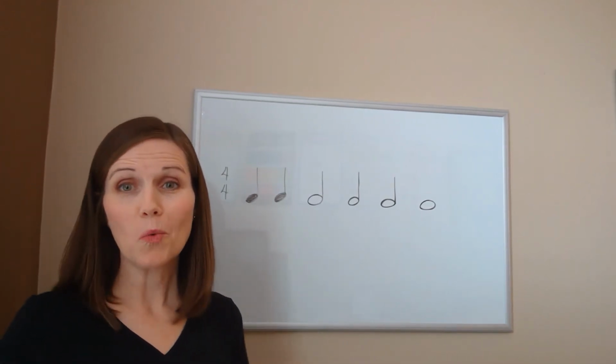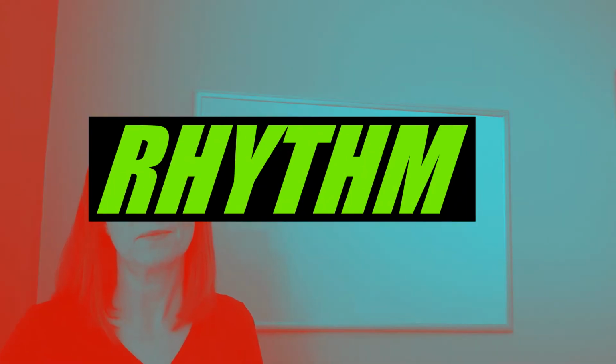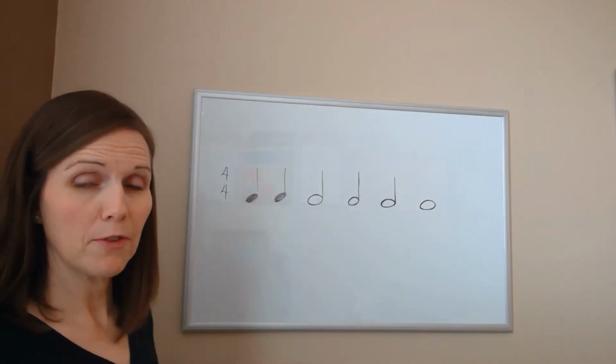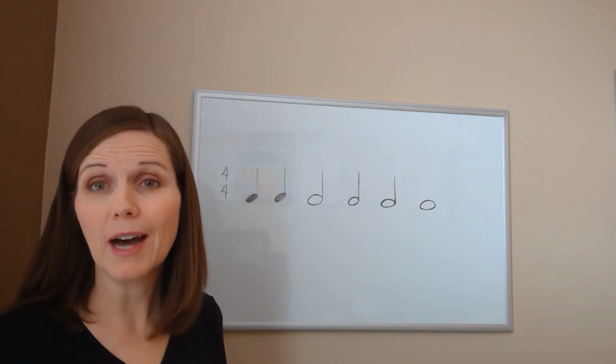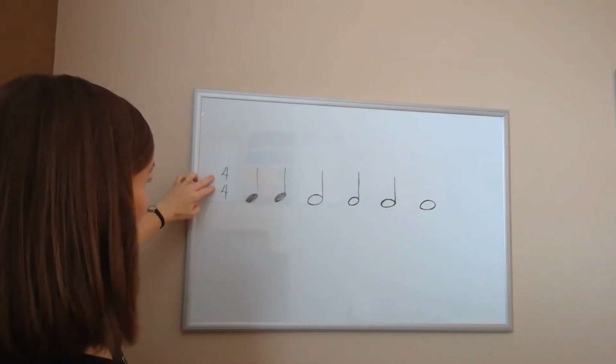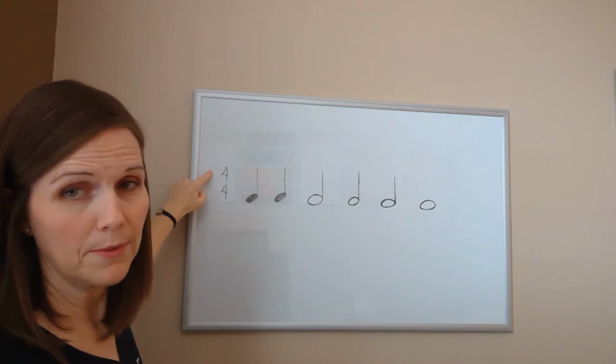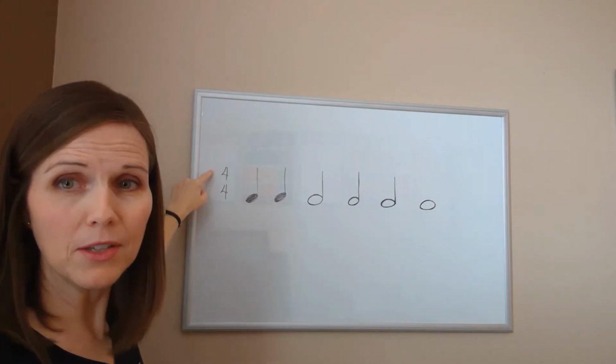Hello class, we are going to do a rhythm together. Now if you remember, when we have a rhythm, the first thing we want to pay attention to is our time signature. The time signature over here has two numbers. We're going to pay attention to this top number. That tells us how many beats are in a measure.